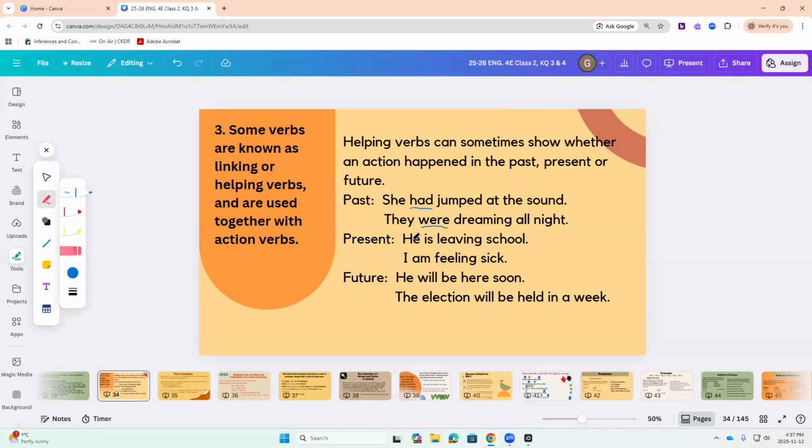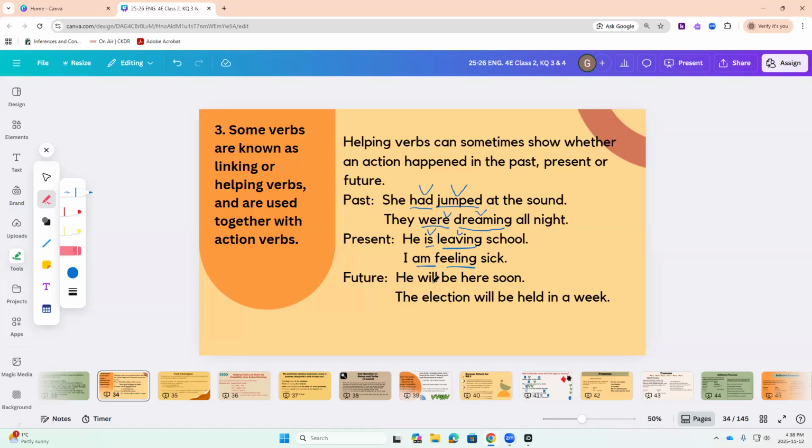So is, were. He is leaving school. "Is" is a state of being verb, but it's working as a helping verb right here. I am feeling sick. Now, jumped is still a verb as well. There's actually two verbs here. So if I was doing this for the assignment, I would make sure to underline and to mark both of these. She had jumped. They were dreaming. These are my V's, by the way. I know they look a little bit like check marks, but I'm trying to do a V here.